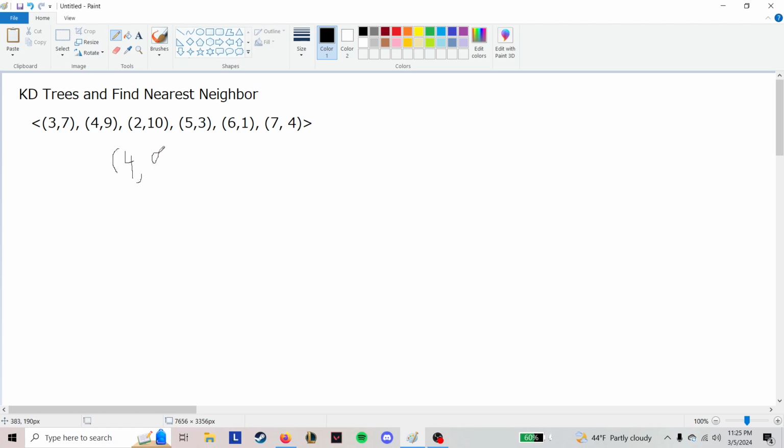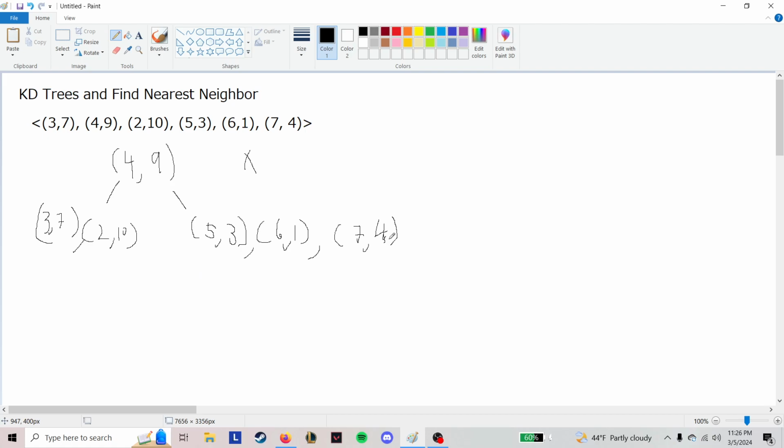If I pick the 4, 9 point instead, remember this is being split on the x dimension. On the right side, I'm going to find the points 3, 7 and 2, 10. And on the left side, I'm going to find the points 5, 3, 6, 1, and 7, 4. And the reason this is nice is before I had 1 point on one side and 4 points on the other side. This was a difference of 3 nodes, which is a lot. But now my two sides have approximately the same number of nodes. I have 2 on the left and 3 on the right.